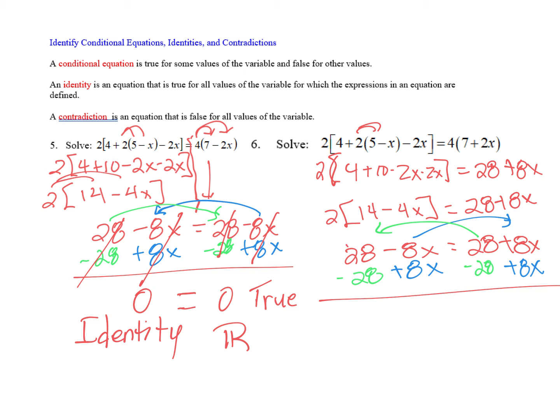Well, 28 minus 28 is 0. 8x minus, or plus, 8x is 0. So that side is 0. That cancels out. But 8x plus 8x equals 16x. So when I divide by 16, 0 divided by 16 is 0.